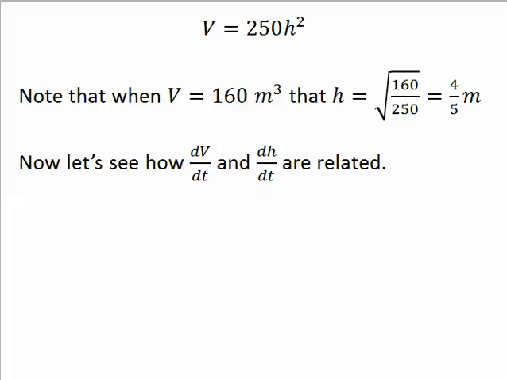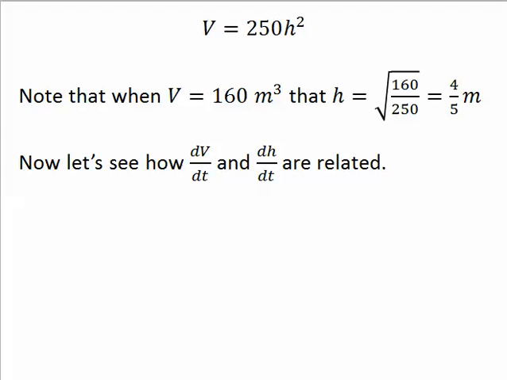The first thing I'd like you to notice is that we can now find what H is, what the height of the water level is at 160 minutes. All we have to do is, instead of V, put in 160 and then solve for H. If we solve for H, we get 4/5 of a meter. So at 160 minutes, we have 160 cubic meters of water in the pool, and the height of the water level is 4/5 of a meter. So it's not very deep. Now let's get to answering the question.